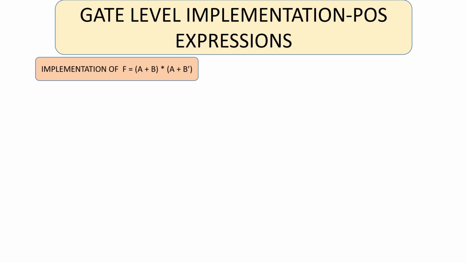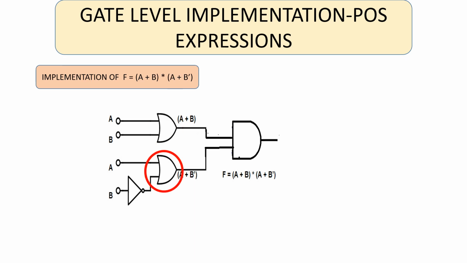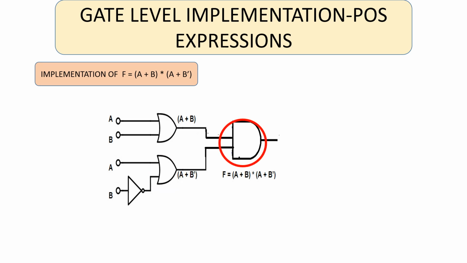So in the previous slides, it was the implementation of SOP expressions. SOP expressions are sum of products. Now it's the POS expression, product of sums. So A plus B is a sum, A plus B bar is a sum, and the final expression for F is the product of A plus B and A plus B bar. So it's obvious, to implement the first term A plus B, you need an OR gate. To implement the second term A plus B bar, you need another OR gate. And for the final expression F, you need an AND gate to AND A plus B and A plus B bar.